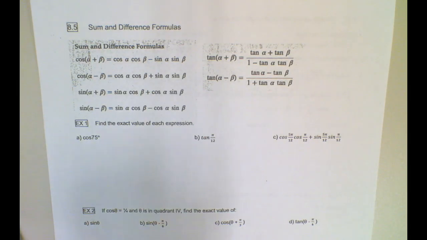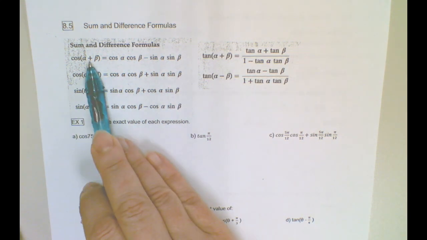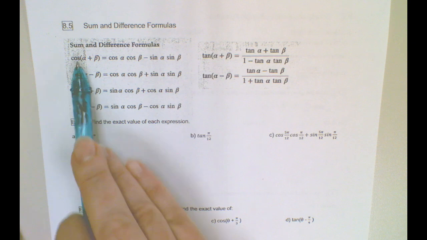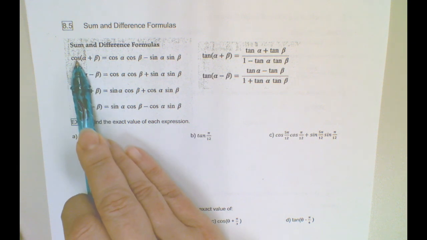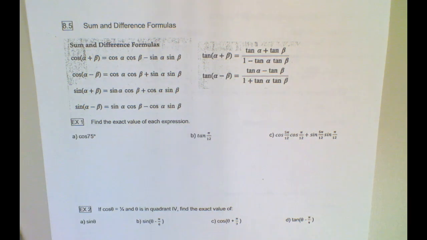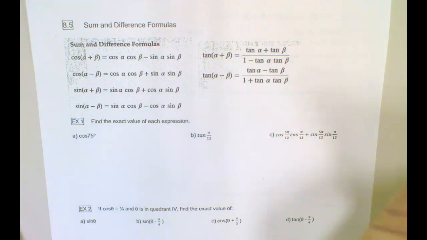All right, so today we are going to be adding on some more identities to use for finding values of expressions and also for establishing identities. These are called the sum and difference formulas for obvious reasons. Each of them is a sum or difference of two angles with either cosine, sine, or tangent in front of them. So you have the cosine of a sum, the cosine of a difference, and the same for sine and tangent.